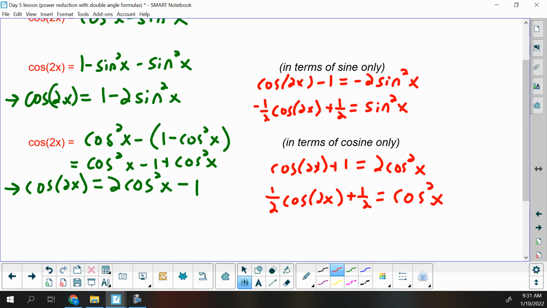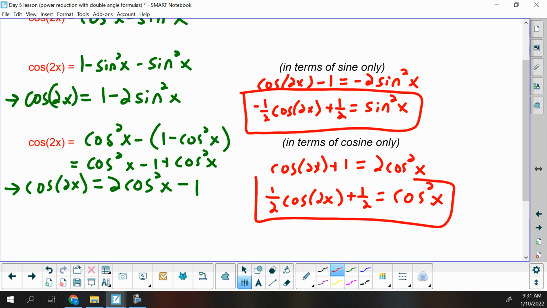So the way I separate them in my head is the sine one has a subtraction, or in other words, it's got the minus out front. So they both have the plus 1/2, but in terms of the cos 2x's 1/2 out front, the sine has the subtraction. So that's how I organize it in my head. These power reductions are what we are going to practice using now for the rest of class today.